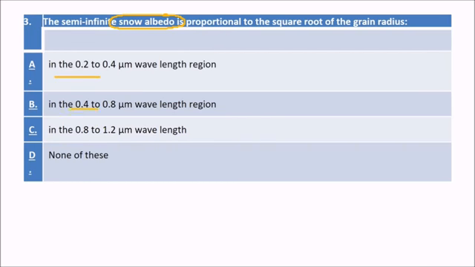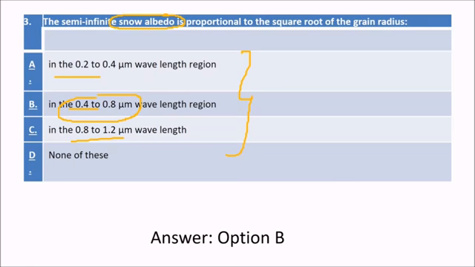Next is, semi-infinite snow albedo is proportional to the square root of the grain radius. In which region? These are the options for you. Now tell me the answer. Can you find out? The answer is the 0.4 to 0.8 micrometer wavelength region. The semi-infinite snow albedo is proportional to the square root of the grain radius.